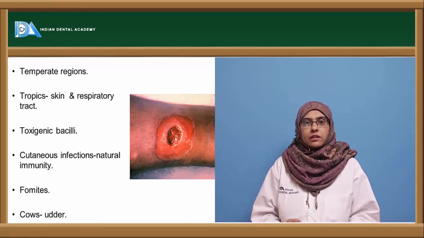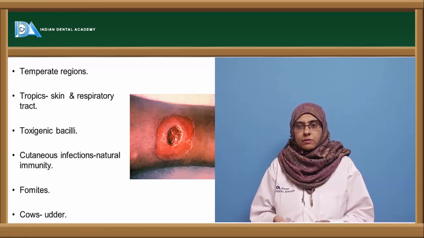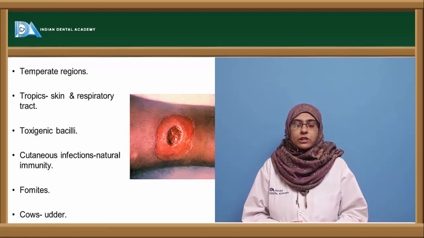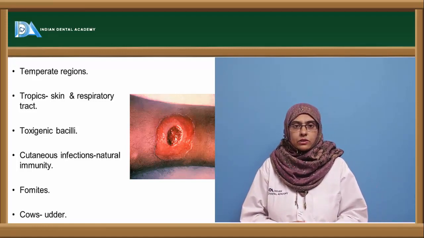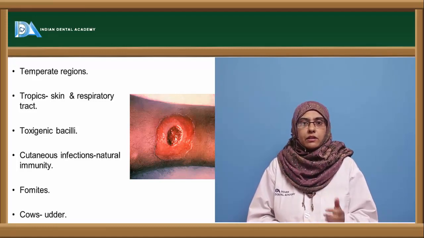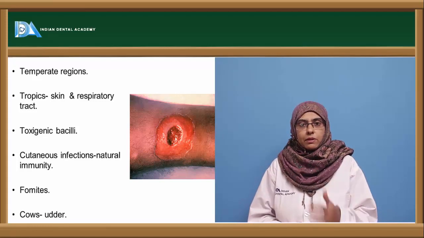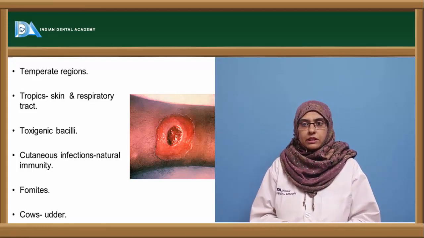Fomites are thought to be less important in the transmission of the disease, but the disease can be transmitted to children through contaminated toys or pencils. And this disease is mostly a human disease, but sometimes can cause infection in cows, where the udders are usually infected. Now, when a person consumes milk from the infected udder, the person will land up with this particular disease.